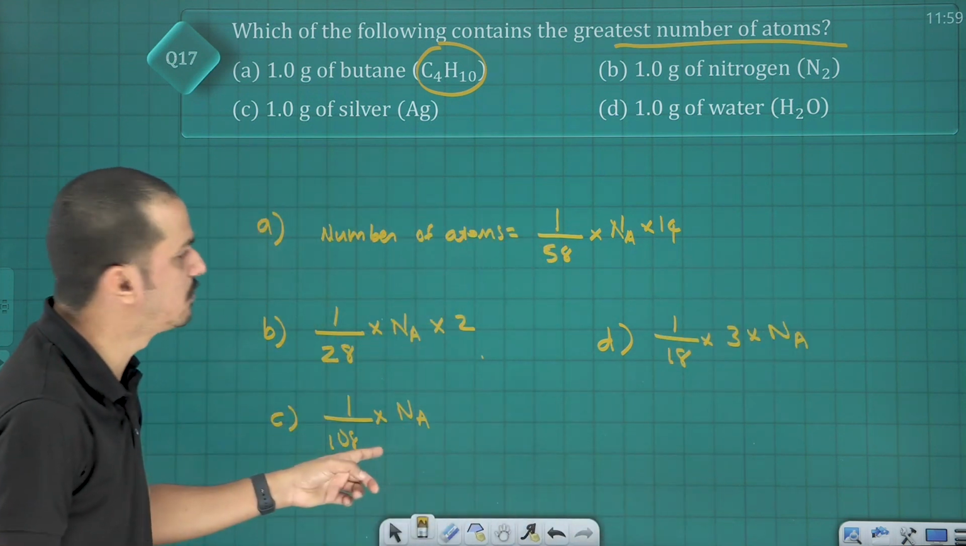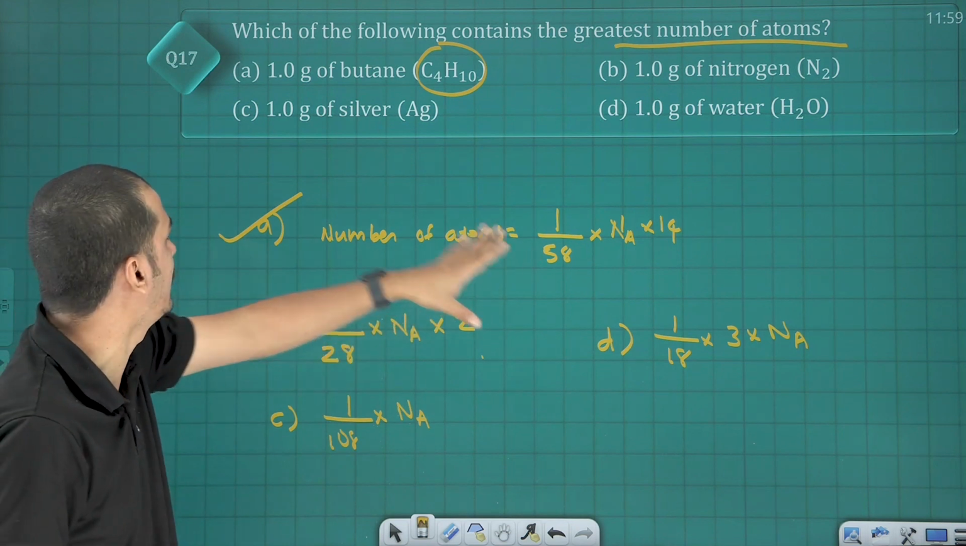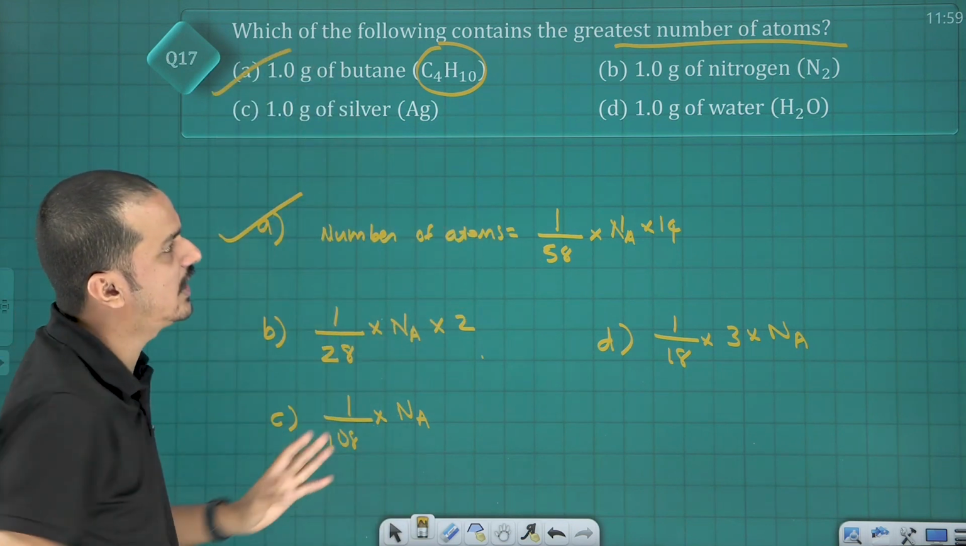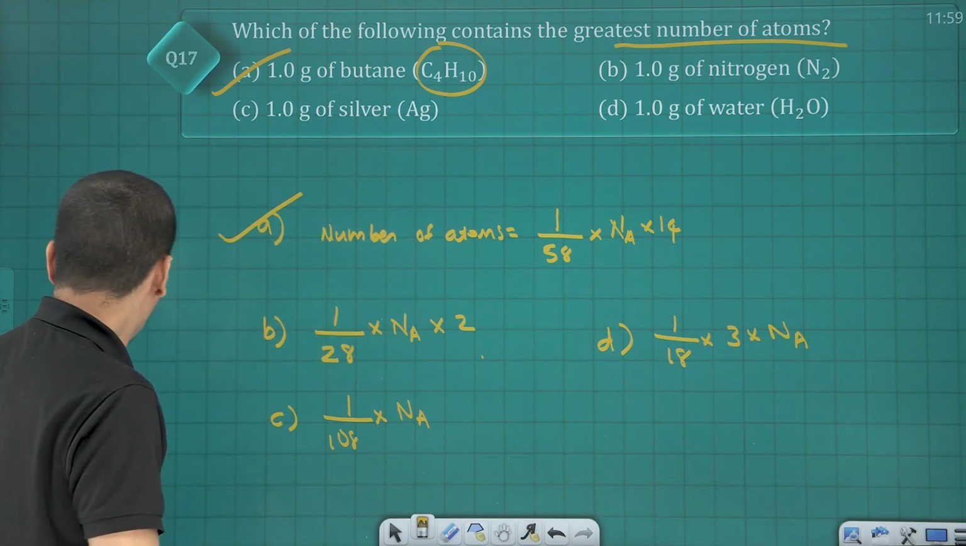Out of these, which is bigger? The bigger one is A, about 0.2 something, you can check it. So option A contains the greatest number of atoms. Option A is the answer. Ready? We can move to the next question.